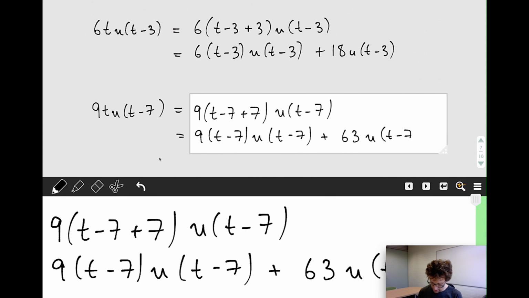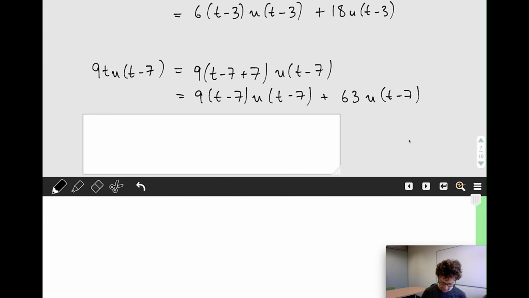And again, I get something now that's expressed as a cut and a shift at the same place, and a constant times a Heaviside, so I can find its Laplace transform. Now I have the last piece.